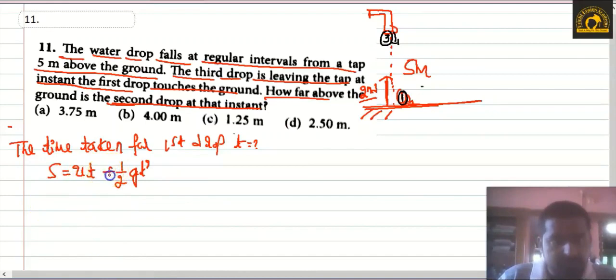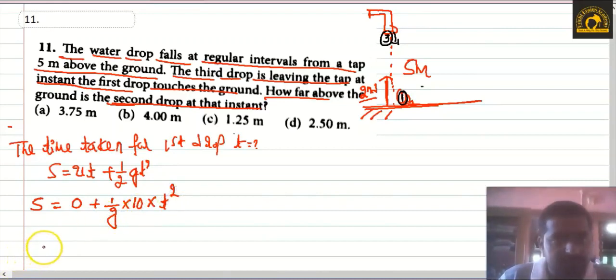Okay, this is a plus, because it is groundward. So yes, distance is how much? 5 meter is equal to, the initial velocity of the drop is 0, plus half of g, 10, into T square.